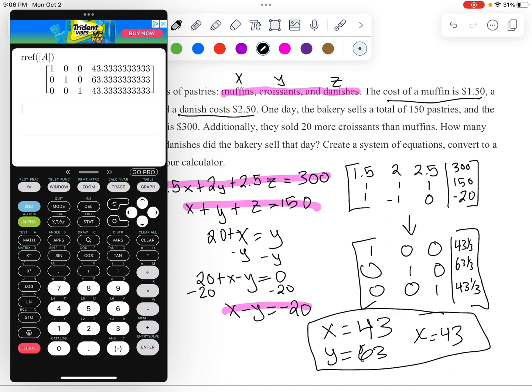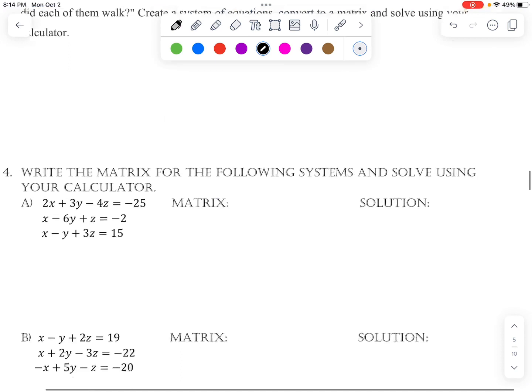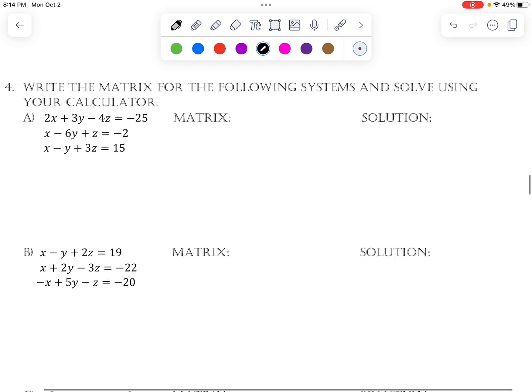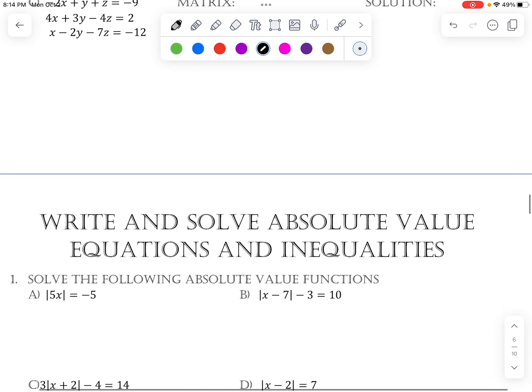That's generally how we would do that. And continuing on down, you would do the same thing here. It's just it already gives you the system. You're just converting it into a matrix and then using your calculator again to find the solution. So I'm not going to go over that because, again, we've been doing that for 2 weeks.